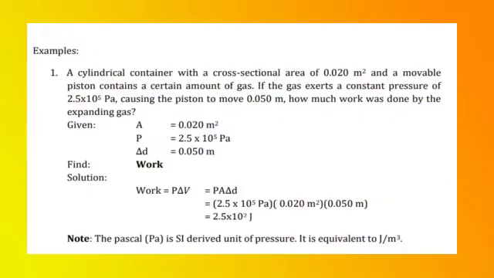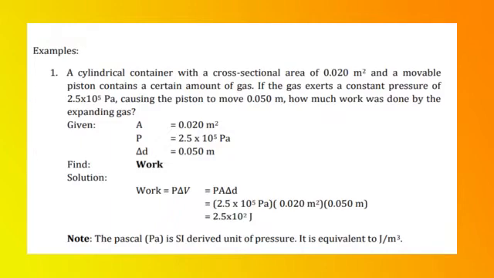So let us give an example. A cylindrical container with a cross-sectional area of 0.020 meters squared and a movable piston contains a certain amount of gas. If the gas exerts a constant pressure of 2.5 times 10 raised to 5 Pascal, causing the piston to move 0.015 meters, how much work was done by the expanding gas?